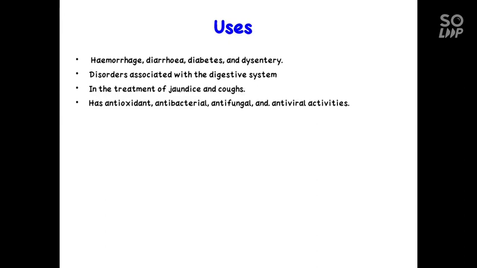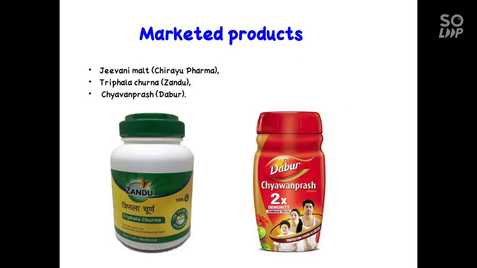Uses. Amla is used in hemorrhage, diarrhea, diabetes, and dysentery. It is also used in disorders associated with the digestive system and also prescribed in treatment of jaundice and cough. It has antioxidant, antibacterial, antifungal, and antiviral activities. Marketed products. The marketed products are Jivani Malt from Chirayu Pharma, Triphala Churna from Jondhle, and Chyawanprash from Dabur.